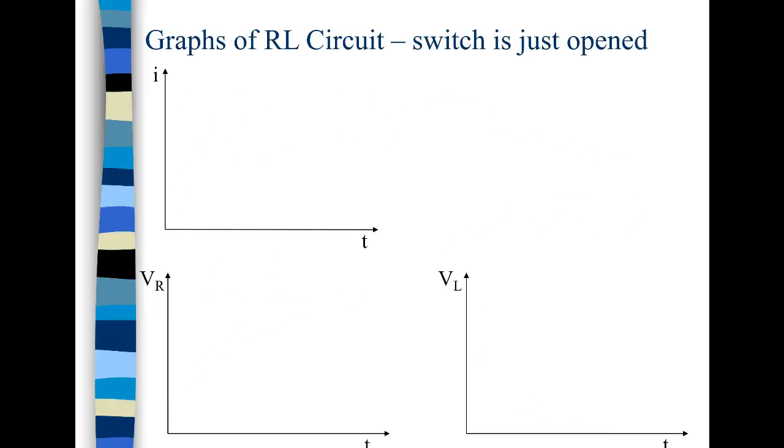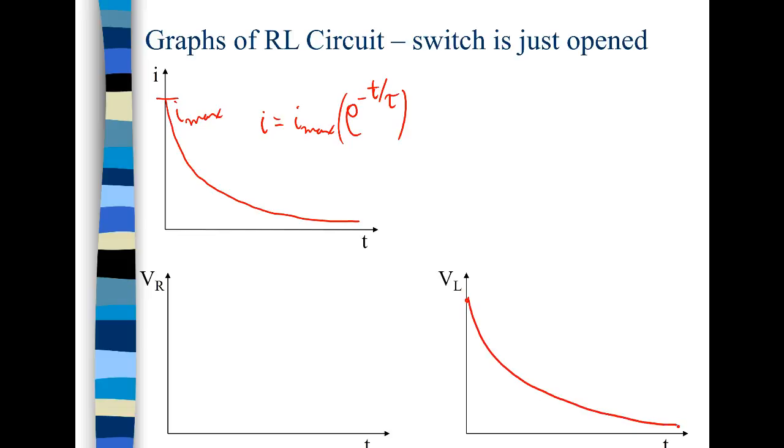Now when the switch is opened, this is essentially the same thing as before, except the current is going to be decreasing from I max down to 0, and that was our equation: I is equal to I max e to the negative t over tau. And if we take the slope of that, we're going to find that the voltage across the inductor is going to slowly decrease as well.